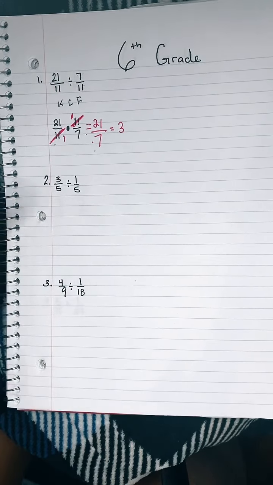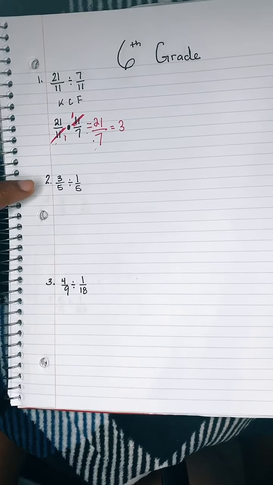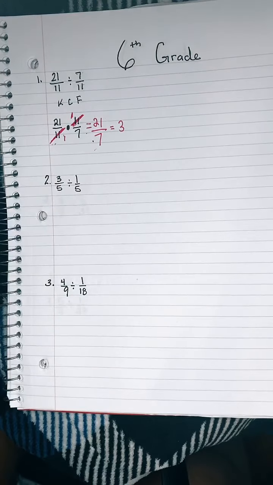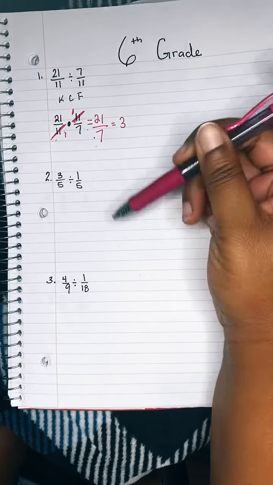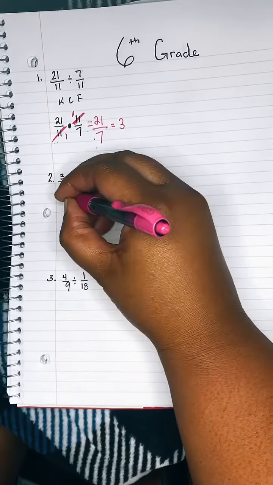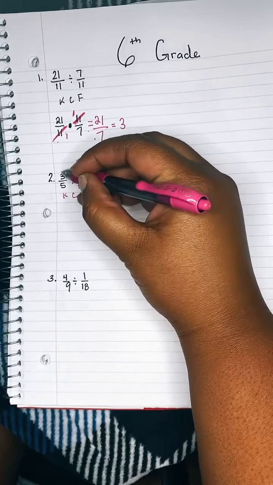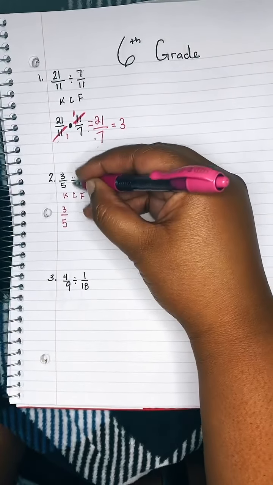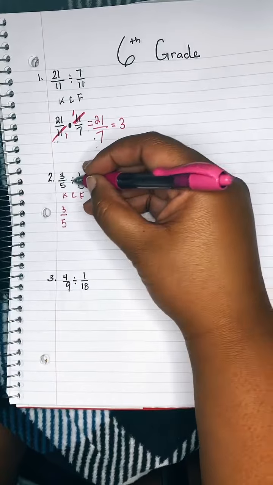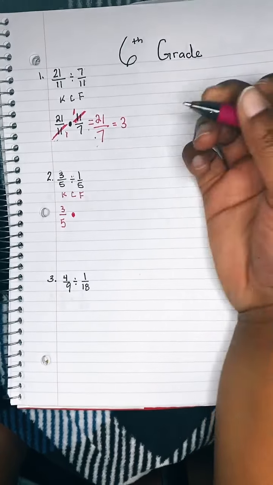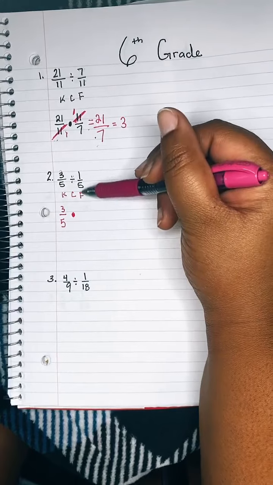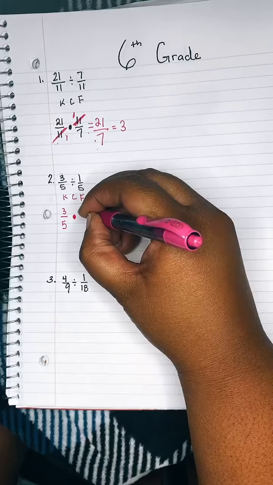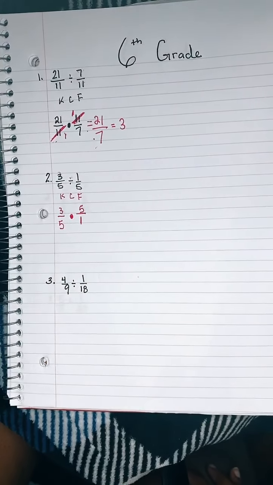Okay, so let's do number 2, you guys. We're going to divide 3/5 divided by 1/5. Remember, you can't divide fractions, so you have to keep, change, flip. We're going to keep this fraction as it is, 3/5. We're going to change this to its opposite. The opposite of division is multiplying. And then we're going to flip, which is called the reciprocal. So this is 5 over 1.